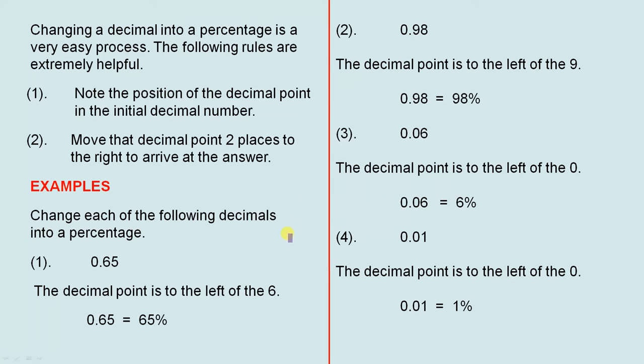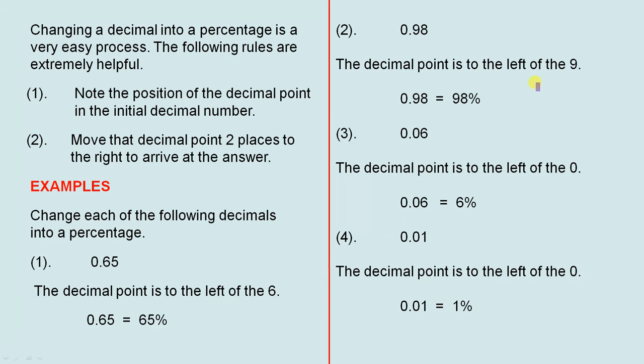Change each of the following decimals into a percentage. So the first one is 0.65. The first rule says note the position of the decimal point in the initial decimal number. So there it is there. So the decimal point is to the left of the 6, so we know exactly where it is. The second rule says move that decimal point 2 places to the right to arrive at the answer. 1, 2. So now it's at the end of the 5. And because it's there, we don't actually have to show it. So the answer is 65%. So 0.65 equals 65%.